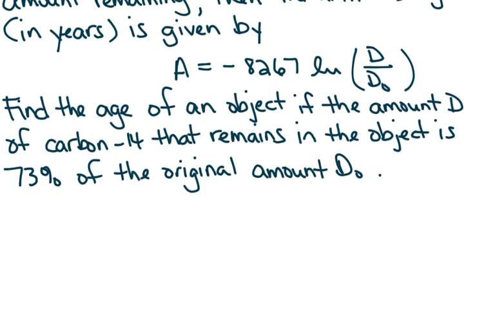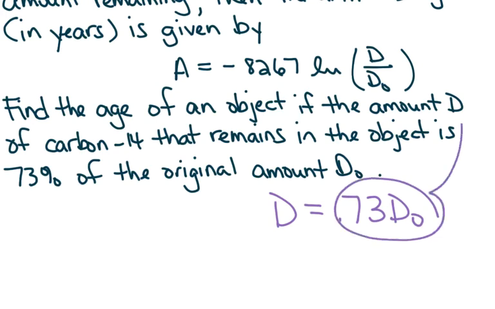That's okay, though. They gave me a sentence that I can write as a little algebraic expression. They said that the amount that remains in the object is 73% of the original. So D is going to be 0.73 D naught. We're going to plug this into this equation in place of D.